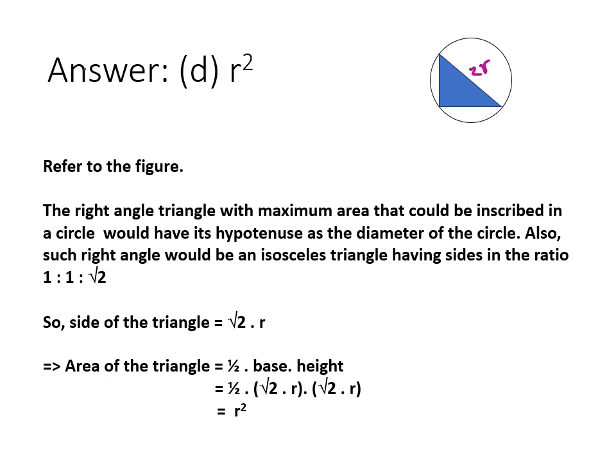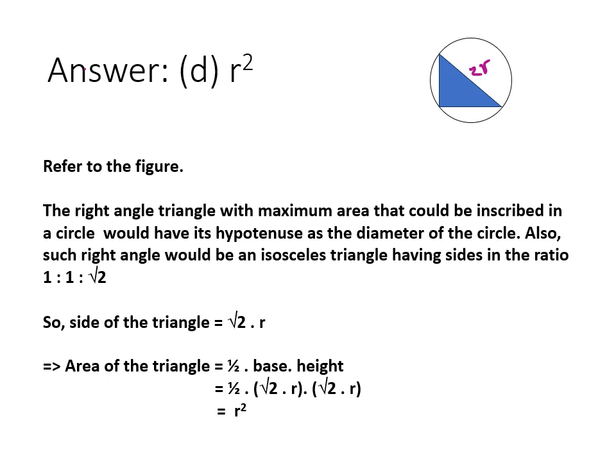Look at the reference figure where a right-angled triangle is drawn inside a circle. As per the given question, the right-angled triangle with the maximum area that could be inscribed in a circle would have its hypotenuse as the diameter of the circle. This is what is shown in the reference diagram. Also, such a right-angled triangle would definitely be an isosceles triangle having its sides in the ratio 1:1:√2.